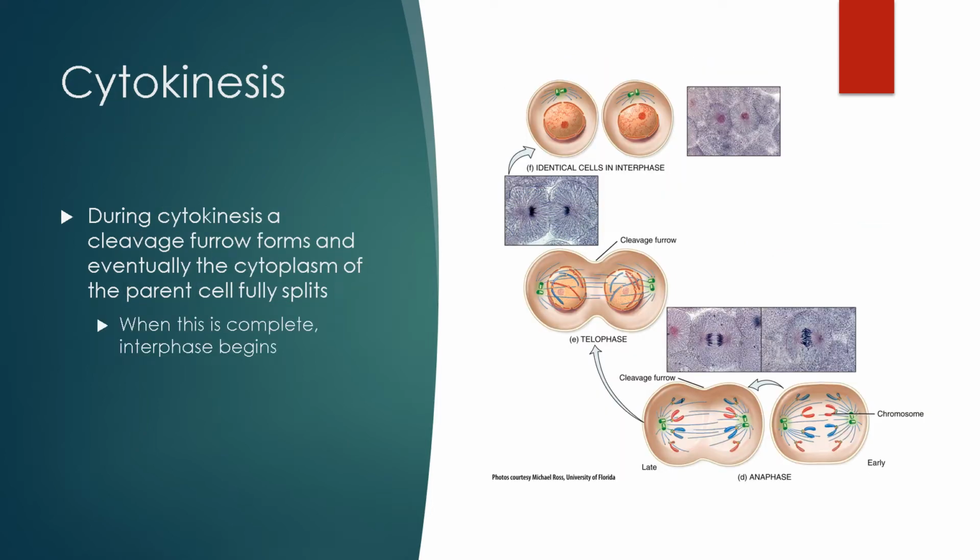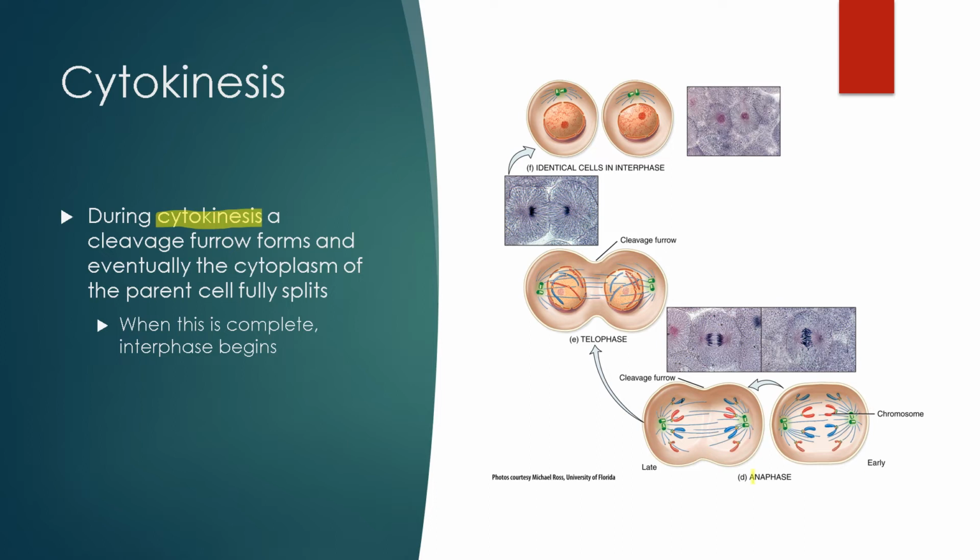This is where we get to cytokinesis. So cytokinesis is a term given to the division of the cell's cytoplasm and organelles into two identical cells. This entire process of cytokinesis usually begins in late anaphase with that beginning formation of the cleavage furrow, and cytokinesis is completed after telophase.